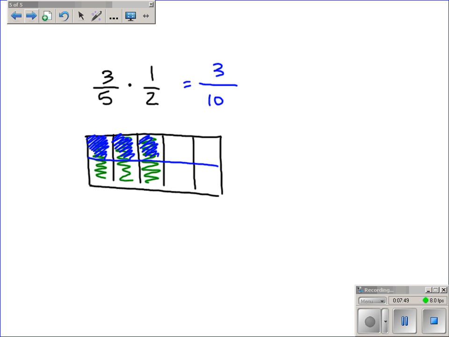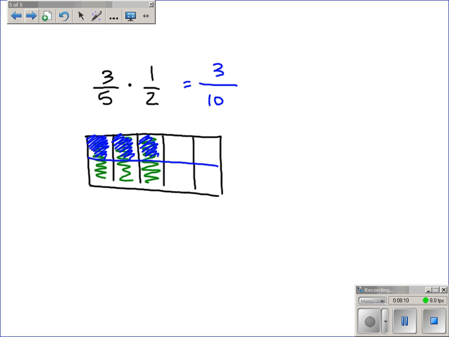Now, the typical rule or algorithm that we use is where you multiply the numerators together, 3 times 1, and that works here, and 5 times 2 gives us 10. Okay, so typically we multiply the numerators, multiply the denominators, reduce if necessary, but that's the way you multiply fractions.